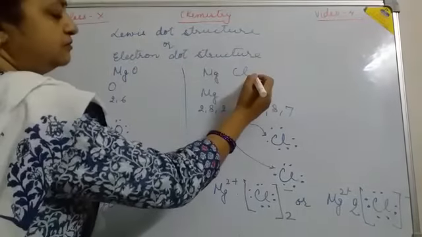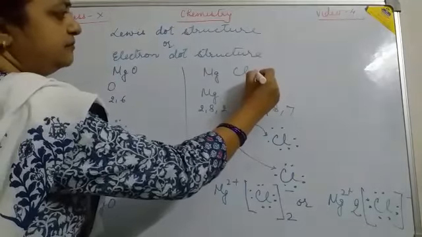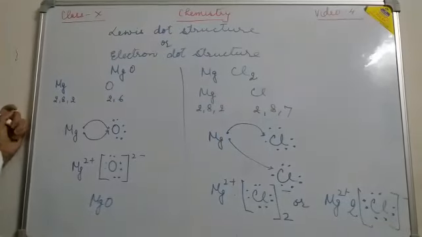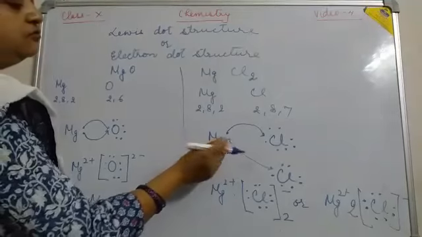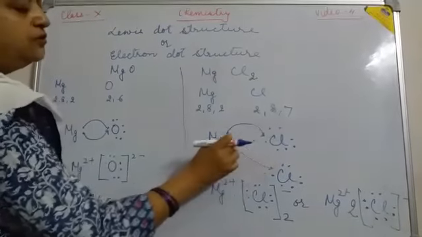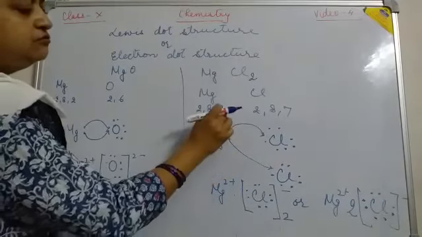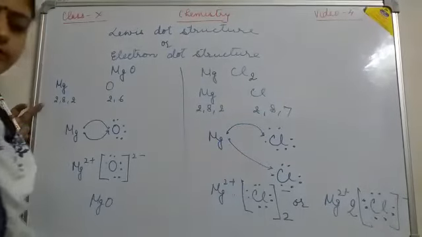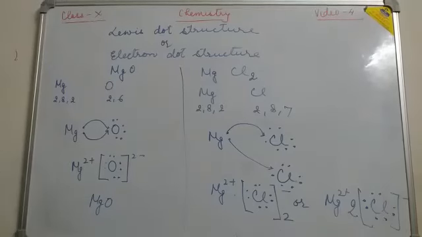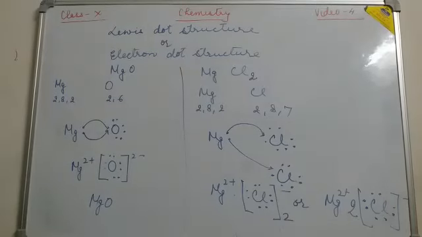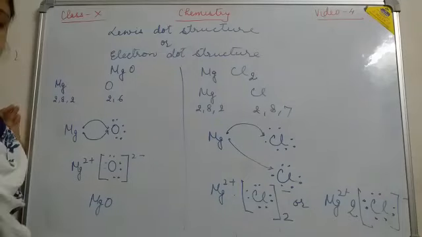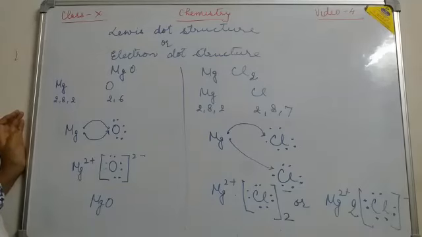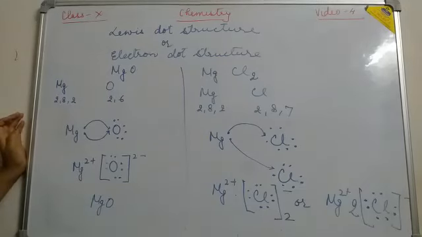The formula of magnesium chloride is MgCl2. Magnesium needs to connect with 2 chlorines because magnesium has a tendency to lose 2 electrons: one electron to one chlorine and another to the next chlorine. So this is the formation of magnesium chloride. These ionic compounds are generally formed by the combination of a metal and a non-metal, like magnesium chloride and sodium chloride.